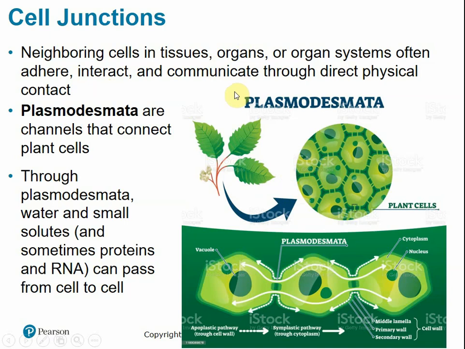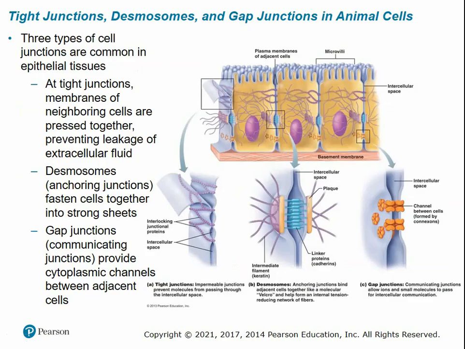Cell junctions in plant cells are called plasmodesmata. These are small channels that connect the cell walls between different plant cells. Things like water, solutes, other chemicals and nutrients can pass through and be shared throughout the entire plant tissue. There are three types of cell junctions that we can see in epithelial tissues of animal cells.